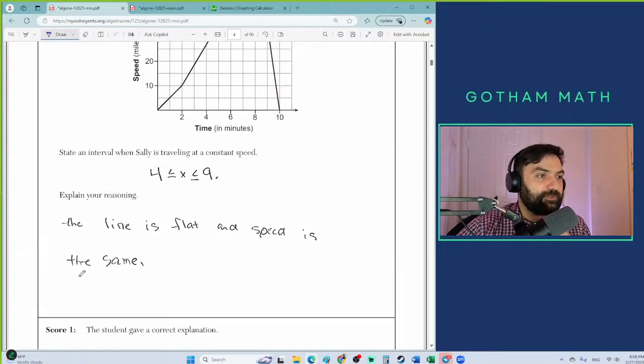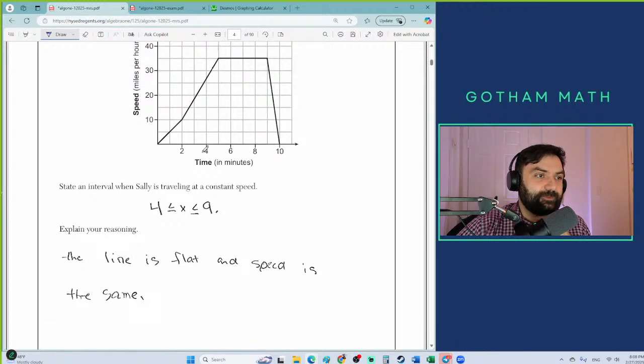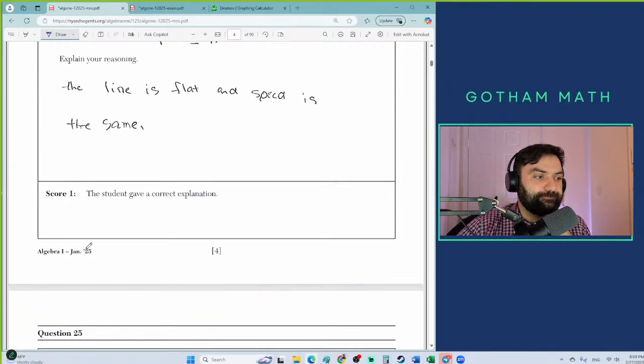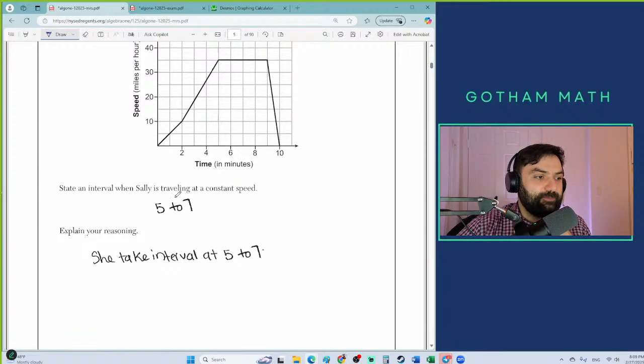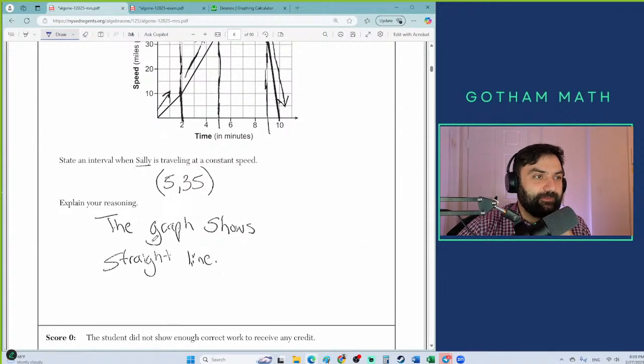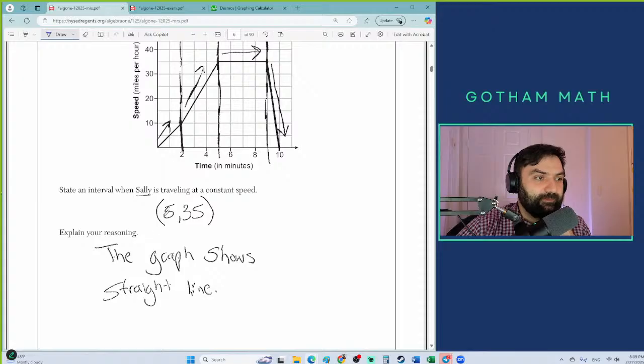All right, this is score 1. 4 to 9. Okay, so this person just made a mistake and wrote 4 instead of 5 to 9. So that's why it's score 1. 5 to 7, she took the interval at 5 to 7. Okay, so this doesn't mean anything. So basically they do give you partial credit. I have to say it because this is going to be a first regents. You guys have to know that. All right, what is that? This is 0 points. 5 to 35.